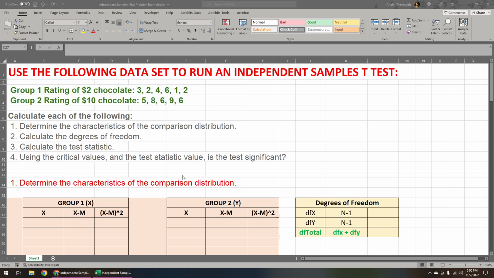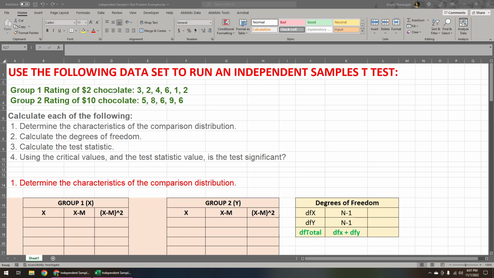So I'm just going to run through the data set just like we did in class, and we're going to run through these specific four steps. The first one is the biggest math part, which is the characteristics of the comparison distribution. Essentially, we're going to find variance and the pooled variance, and then your S difference. So that's our goal, is to get to S difference.